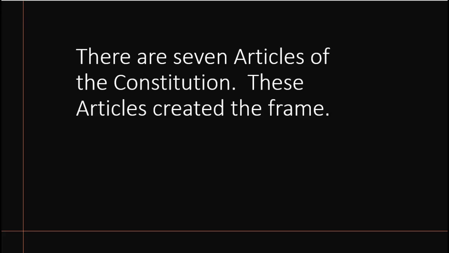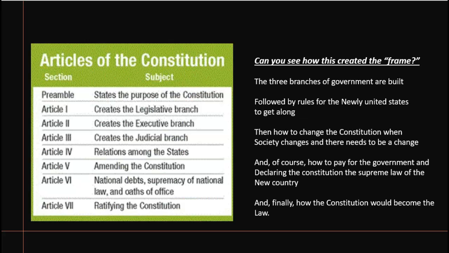An article is like a chapter of a book, except it's much, much shorter. Then it says, this is what's going to happen, this is what's going to happen, this is what's going to happen. Articles of the Constitution. There are 7 of them. And here's what they're about.